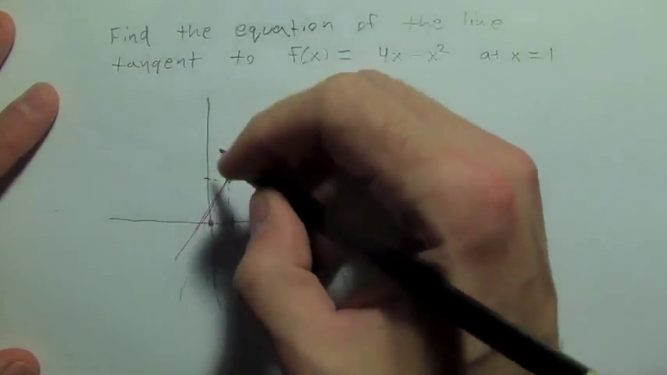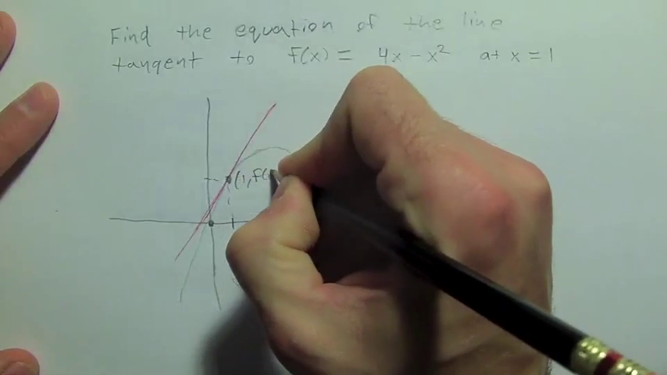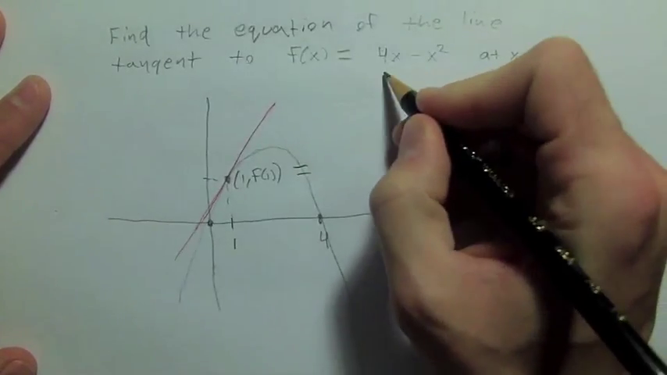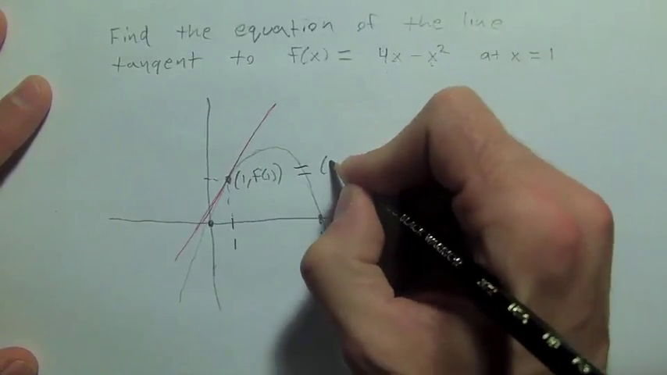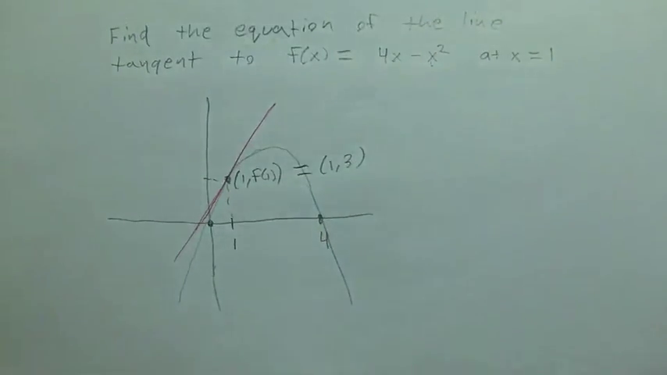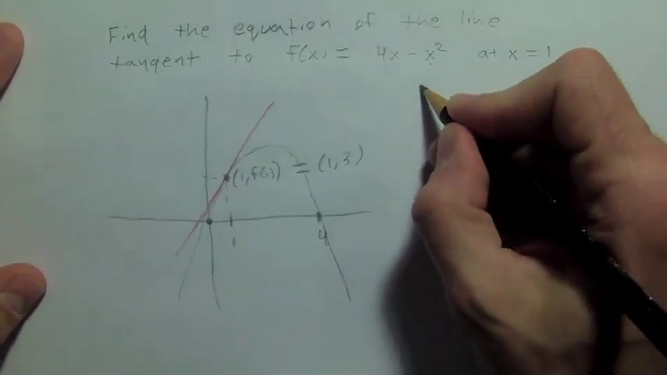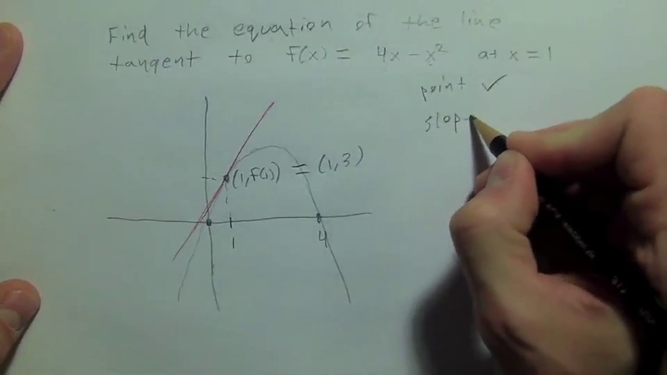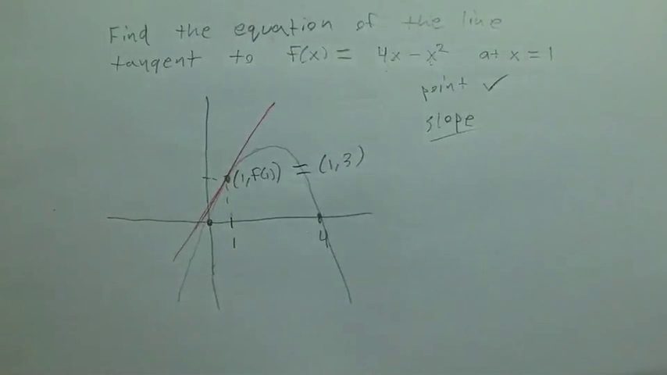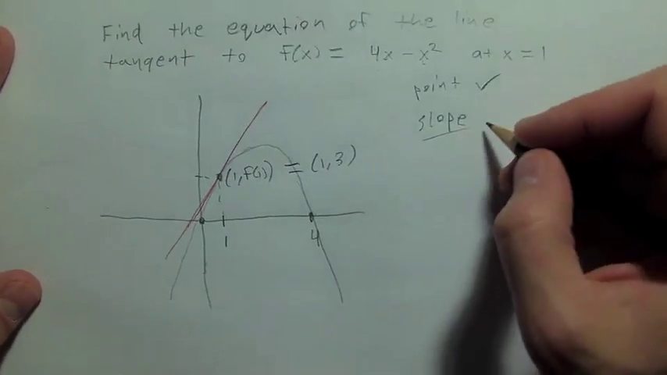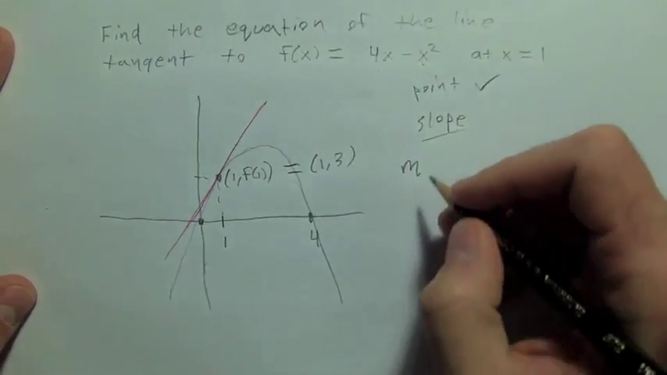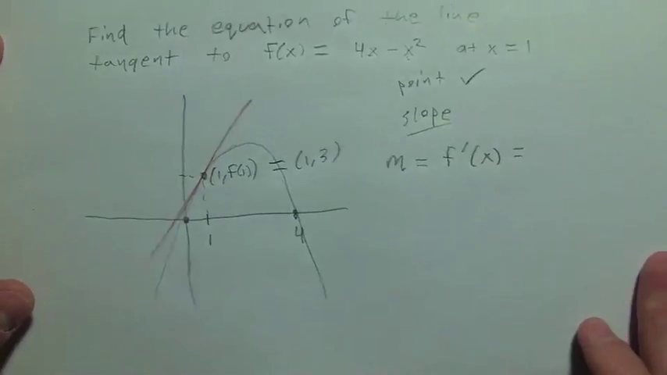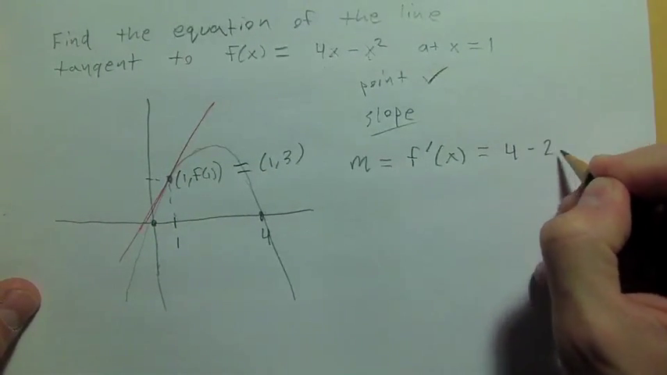So we have the point. It's the point 1 comma f of 1. We've been through this before. So f of 1: I plug 1 into here, and that will be 4 minus 1. So it's the point 1 comma 3. Okay, so we have the point. Now we need the slope. And the slope is going to be given to us by the derivative. So first I'm just going to crank out the derivative. So f prime of x is going to be 4 minus 2x.